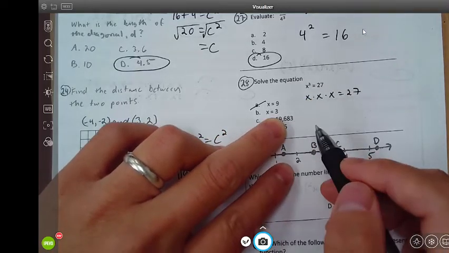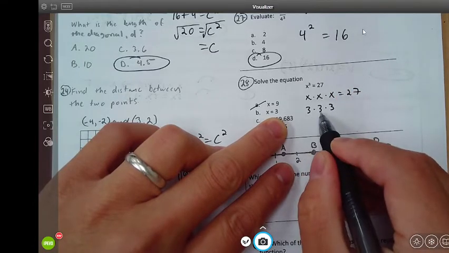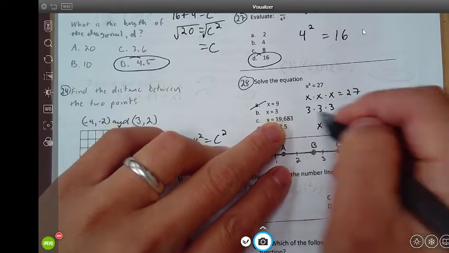Let's try option B, 3. Well, I put in 3 times 3 times 3, and 3 times 3 is 9. 9 times 3 is 27. Hey, the 3 works. x has to equal 3.